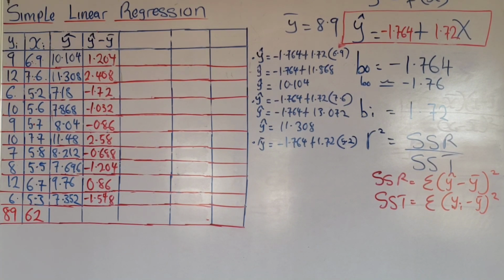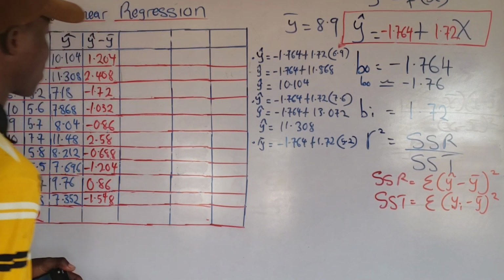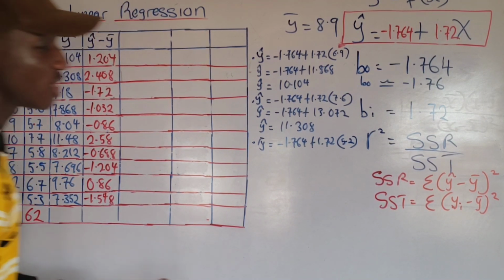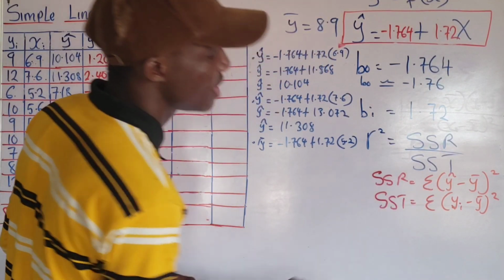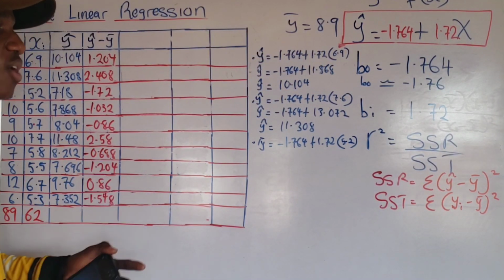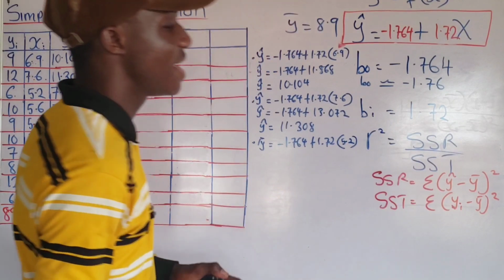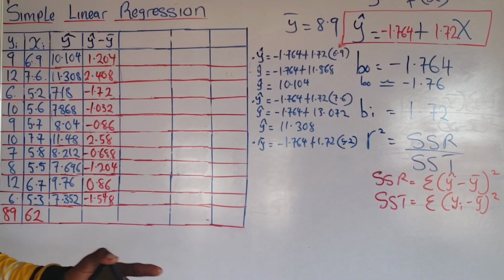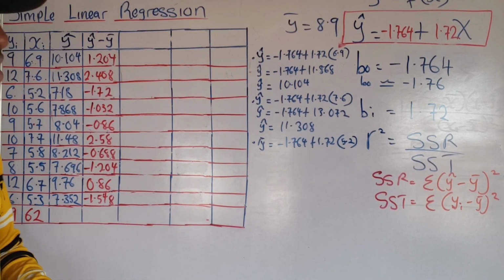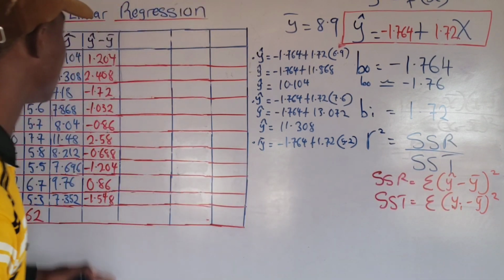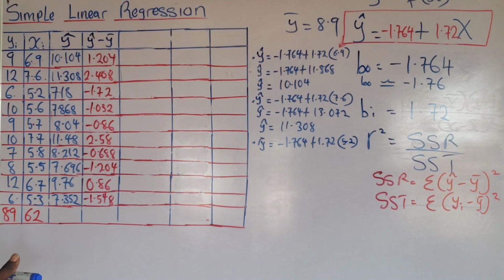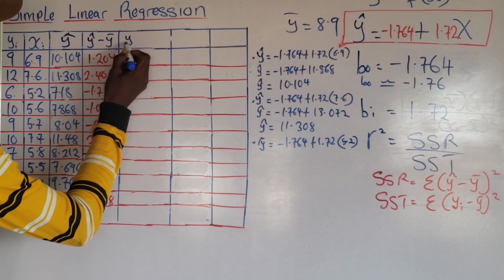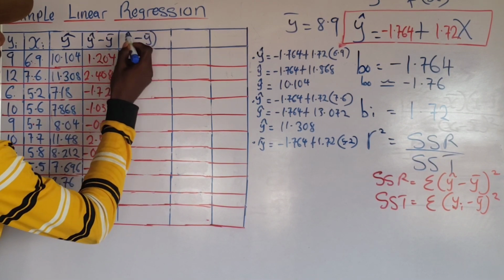Now for the next step, we still have to square it. You understand? You still have to square, because according to SSR, that is the sum of square due to regression, we need the square of the difference. The summation of the square of the difference between the predicted value of y and the mean value of y will give us the sum of square due to regression. So having taken the differences, we still need to square them. So the next column will be the predicted value of y minus the mean value of y, squared.